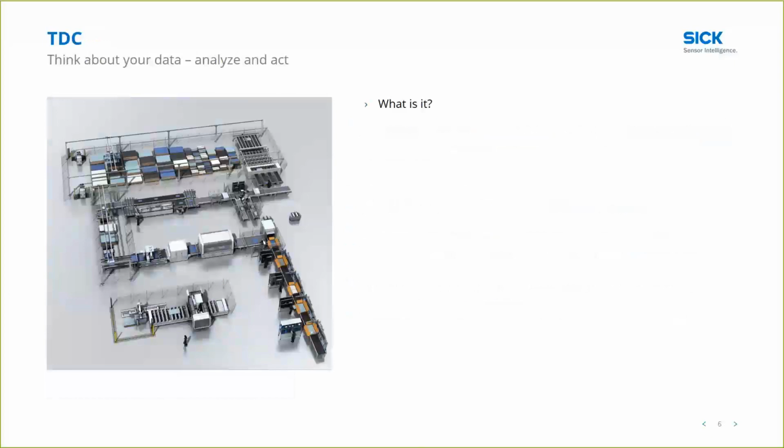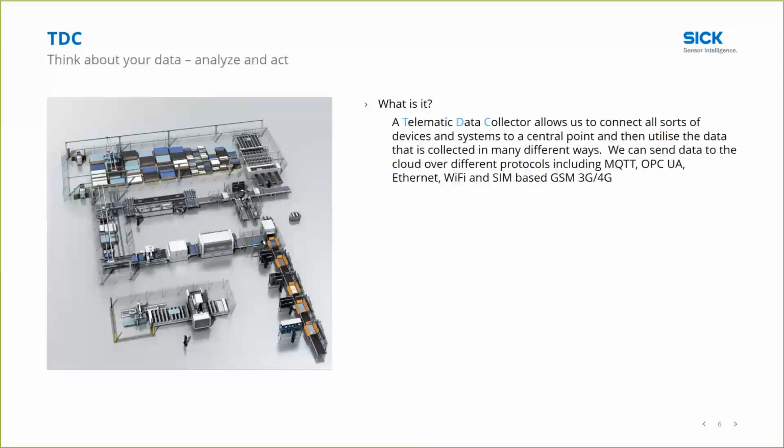TDC, we use a lot of three-letter abbreviations at SICK. So the Telematic Data Collector allows us to connect and get access to all kinds of devices and access the data from those different types of devices. And then we can get the data out via a few different options, MQTT, OPC UA. We can go over a local network, Wi-Fi, or we can even use SIM cards, which you will see in some short video footage that I'm going to show you in a little bit. The data is being transmitted over SIM card in all of the examples you'll see today.